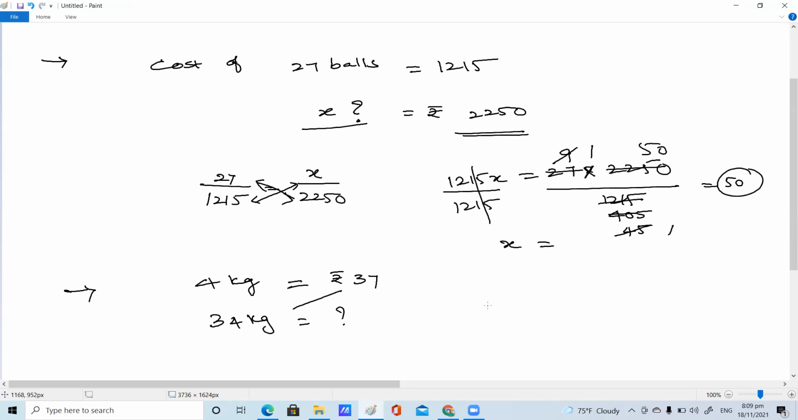629 rupees. Very good. Who is giving, children? Ridhima, you are correct. 34 into 37 by 4, 2 times.